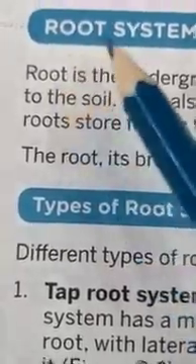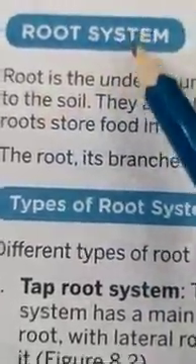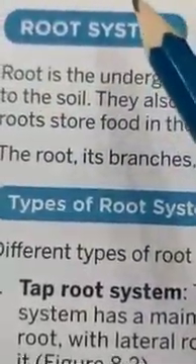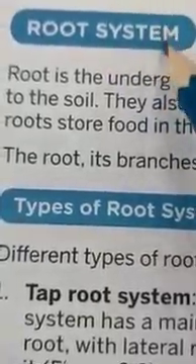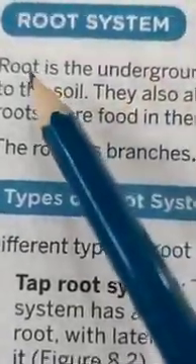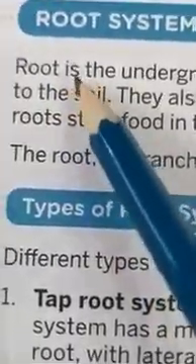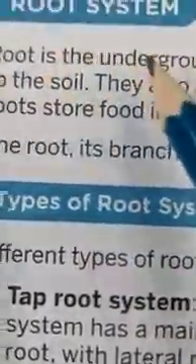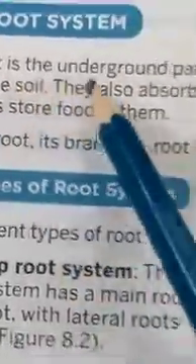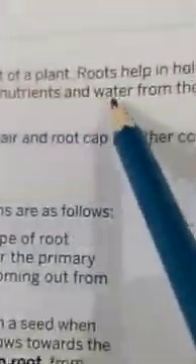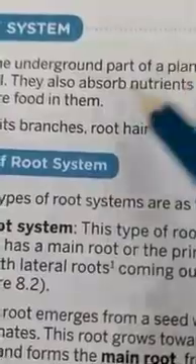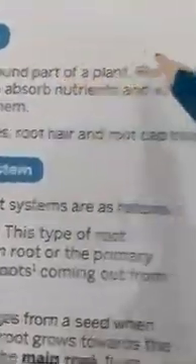Dear students, the part of a plant that grows under the ground is called the root system. It always grows towards gravity and moisture, away from the sunlight. So dear students, root is the underground part of a plant.